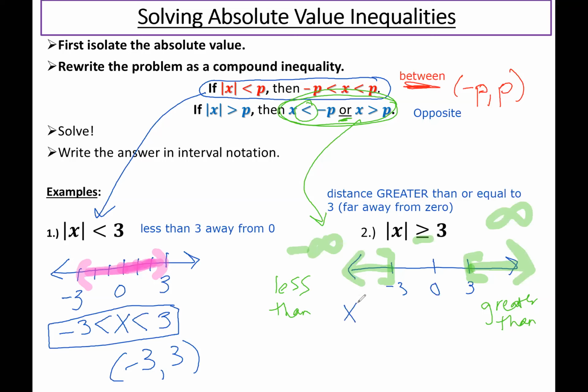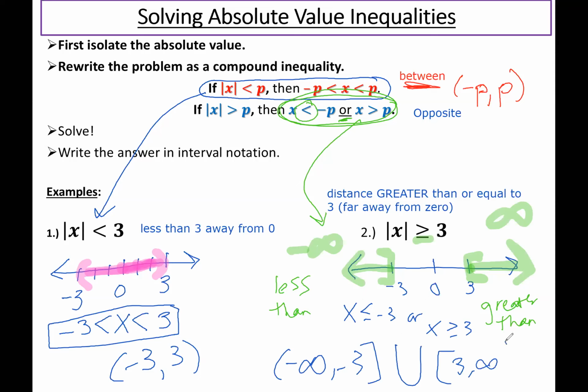So X could be less than or equal to negative 3, or X could be greater than or equal to positive 3. As an interval: negative infinity to negative 3 with the square bracket because of the equal sign, union 3 to infinity. That is my nice long answer in interval notation.